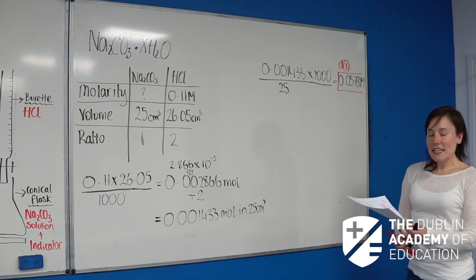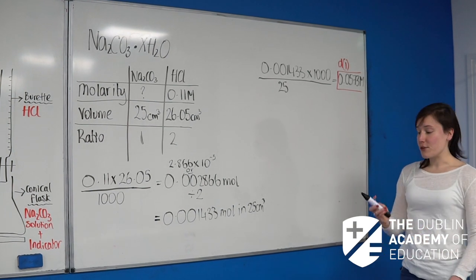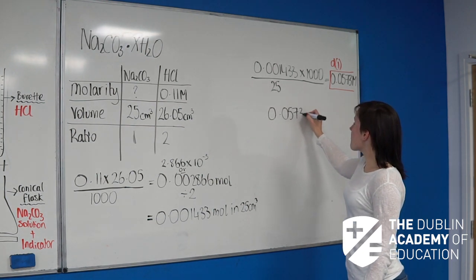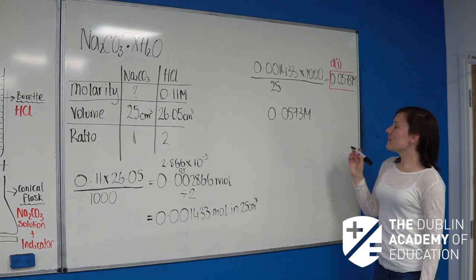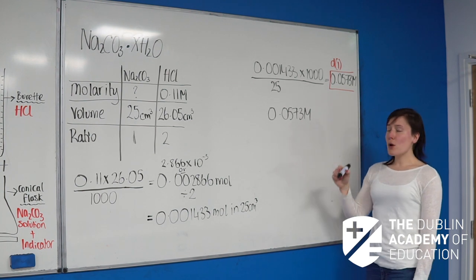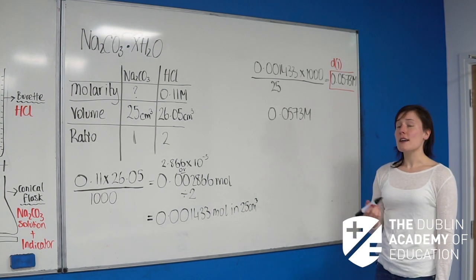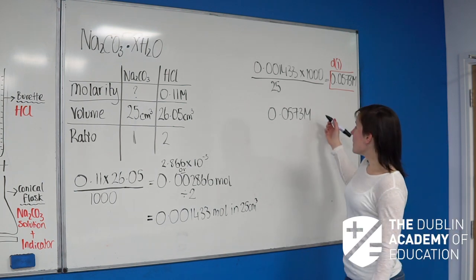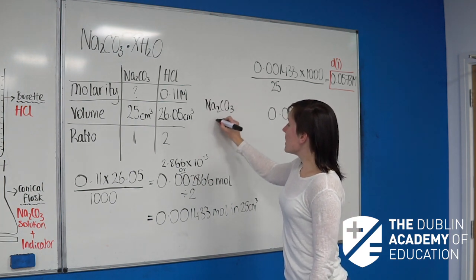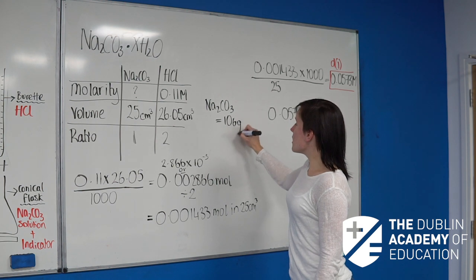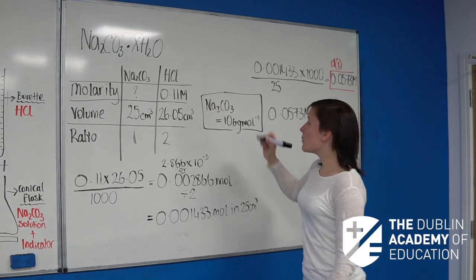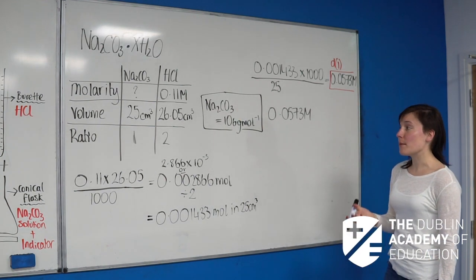So now we need to convert this from moles per litre into grams per litre. I'm just going to rewrite that figure here so that it's a little bit clearer. 0.0573 moles per litre, we want to convert that into grams per litre. To go from moles to mass, of course, we multiply by our molecular mass. The molecular mass of our sodium carbonate, Na2CO3, is 106 grams per mole, which we work out by adding up the masses of the atoms in that molecule.